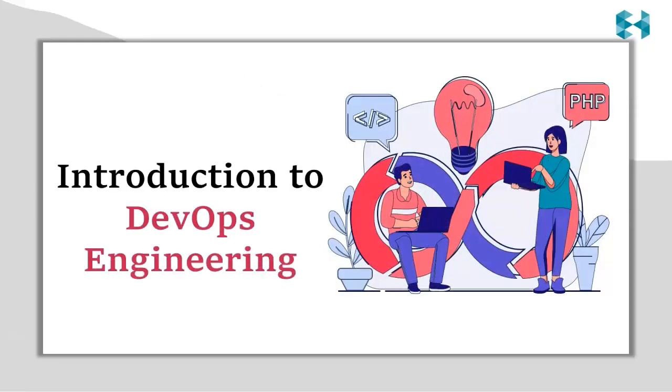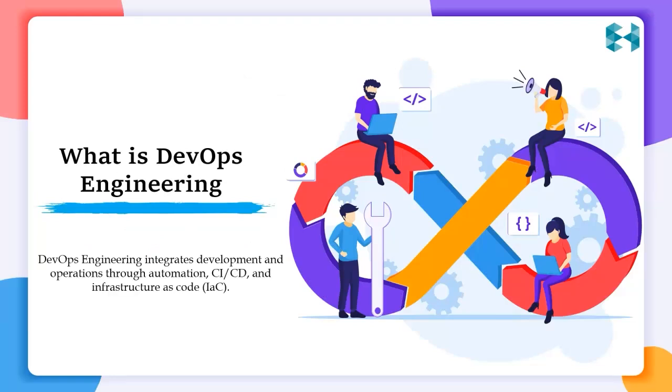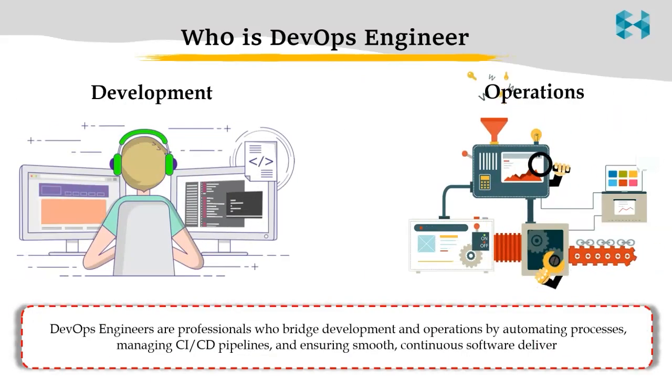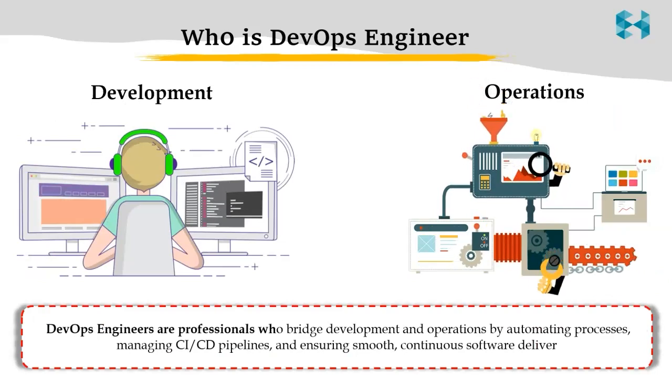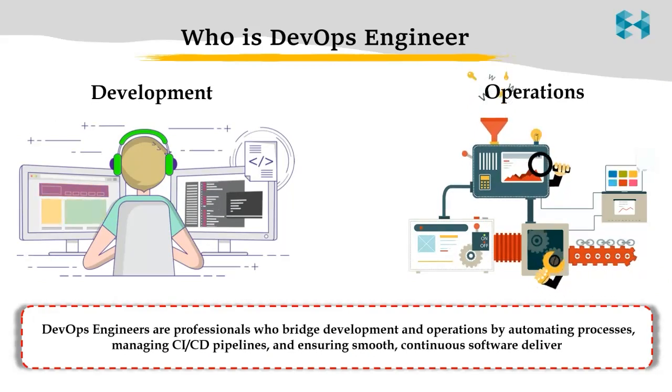Let's start today's session by understanding DevOps engineering. DevOps engineering is all about bringing development and operations together. It focuses on automation, faster delivery, and making systems more reliable. And now let's see, who is a DevOps engineer? So, think of a DevOps engineer as the link between developers and operations. They automate workflows, speed up deployments, and make sure everything runs smoothly from code to production.